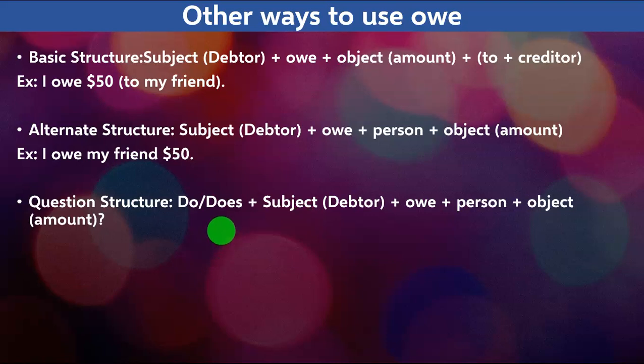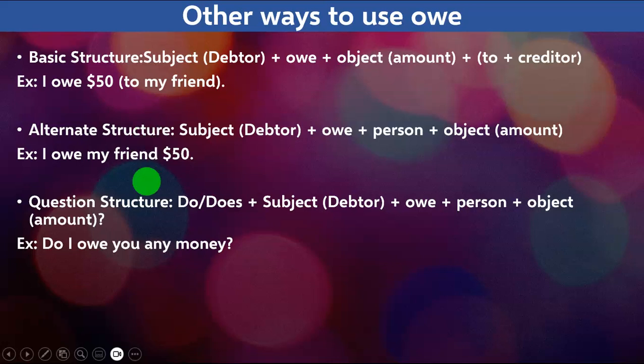Question structure: do or does plus subject plus owe plus person plus object. Okay, again may sound a little complicated, but let's take a couple of examples. Do I owe you any money? Right? Maybe you took some money from your friend, you've forgotten about it, you vaguely remember it, and you're asking the question, do I owe you any money? So that is the question structure. So this is the basic structure, the alternate structure, and the question structure. Okay, so friends, I hope that you have understood the meaning of the word borrow and owe out here.